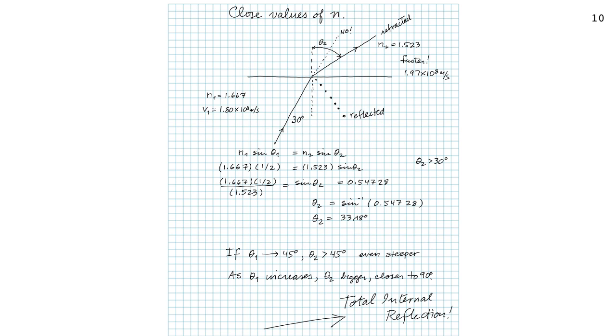So as this angle, theta 1, increases, theta 2 gets bigger and bigger, closer to 90. All right? And that, my wonderful students, is what total internal reflection is all about. So let me just jot this down.